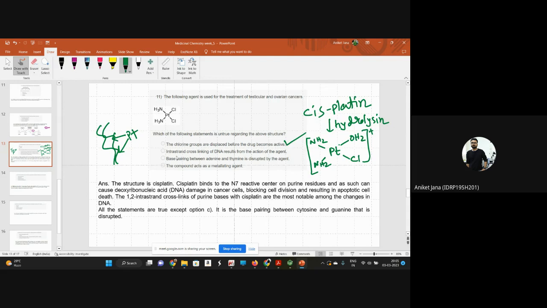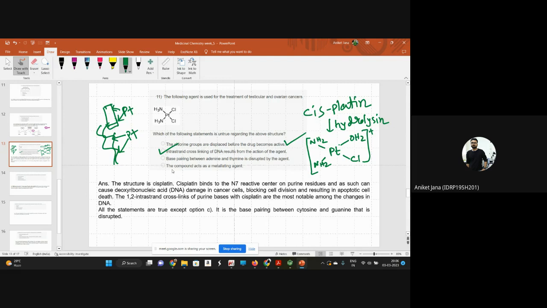So now the second one: intrastrand cross-linking of the DNA results from the action of this agent. Is this true or false? What I have said earlier, that with DNA, it forms a direct interaction with the DNA. So the second option is true or false? True, sir. Second option is also true. The intrastrand cross-linking takes place in the case of cisplatin.